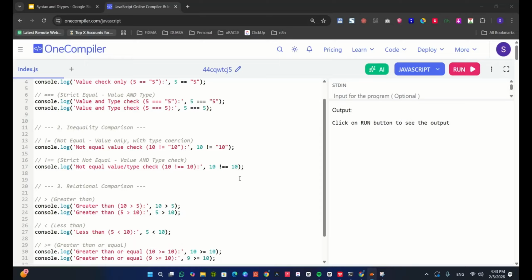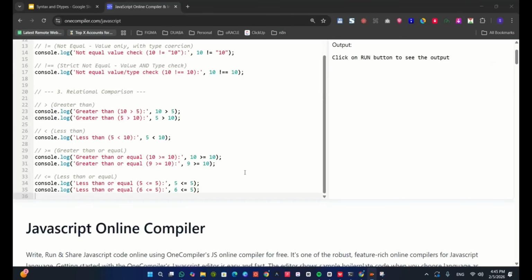Now let's look at relational comparison. On lines 30 and 31, we have the greater than or equal to, which returns true if the left hand side value is greater than the right hand side value, or both values are equal. On lines 34 and 35, we are using the less than or equal to, which also returns true when both operands are the same or the value on the left hand side is smaller than the value on the right hand side.